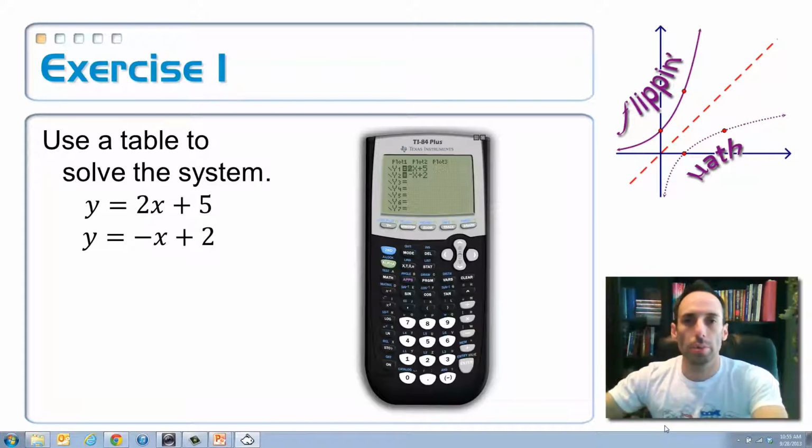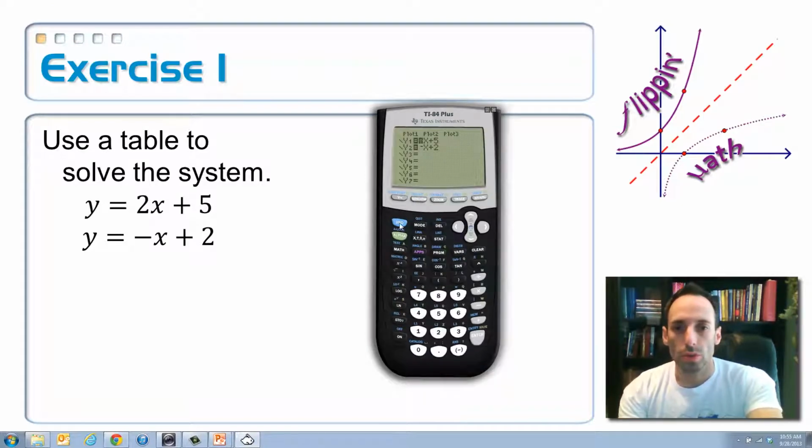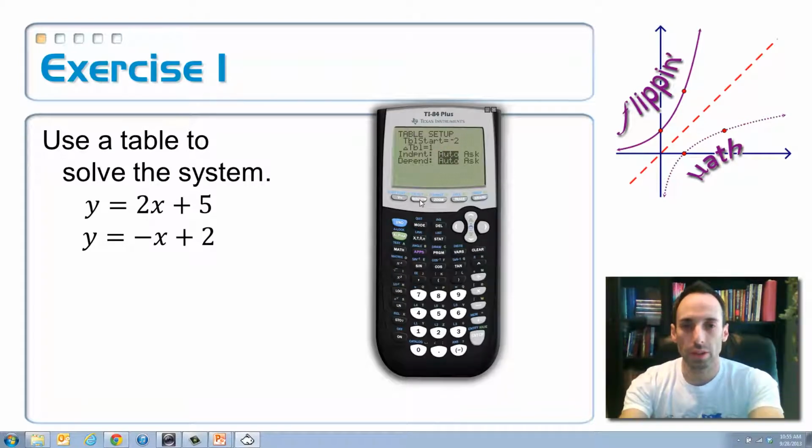Okay, so if you were having trouble on the previous one finding where all of those buttons were, I'm going to table set, to set up the delta table and what it starts by. Whoops, I'm going to go to second window. Right above that in blue it says table set. Right now it says I'm starting at negative 2. Maybe I want to start at 0, and I'm going up by 1. And what I said before is if I don't see it when it's going up by 1, I might come back here and change that to a half or maybe a quarter. All right? So now I'm going to go to table, which is right above the graph key. So I hit second graph for table.